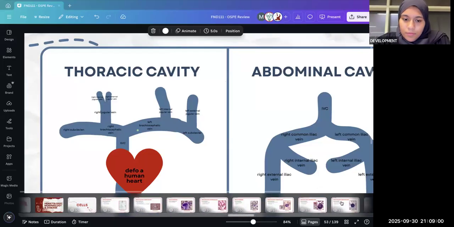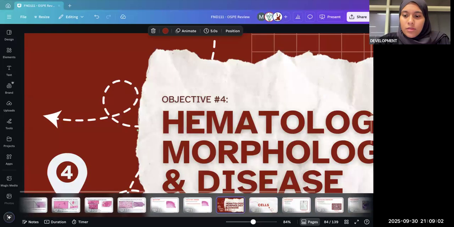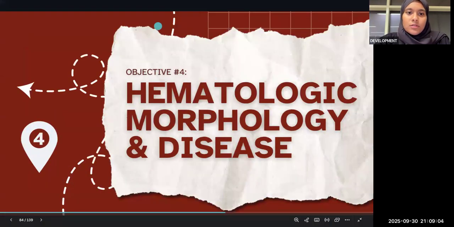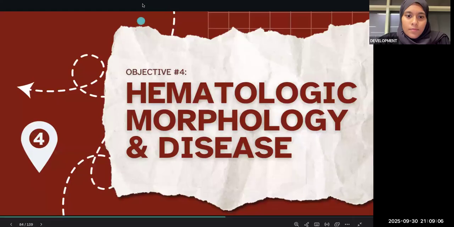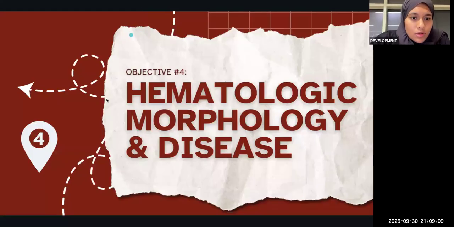Now let's begin with hematologic morphology and disease. Hold on. The right jugular vein, though, is the same thing on both sides. Okay, let's talk about the morphology and disease. But before we talk about the disease, let's talk about the morphology of the cells.